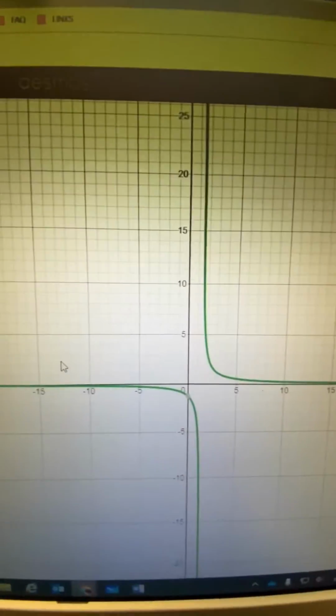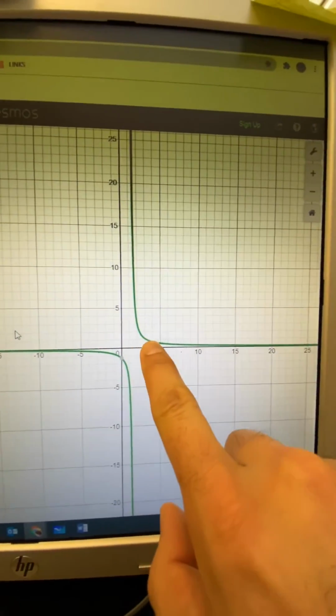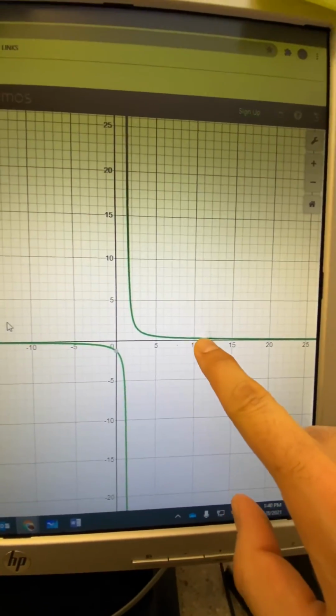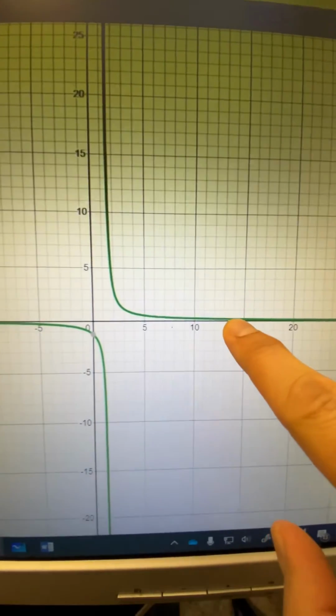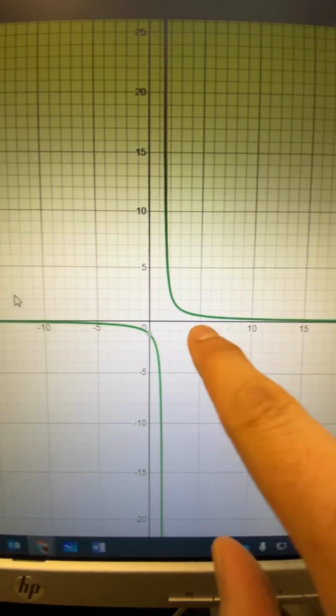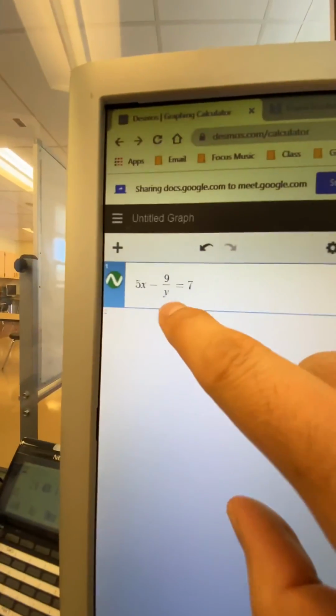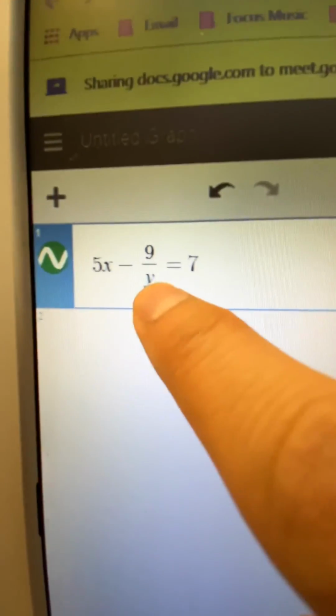That's why you can see that as the line approaches y equals 0, it gets very close. You can have an answer like 0.0001, but you can never equal it because, again, the value of 0 you cannot have in the denominator. It'll be undefined.